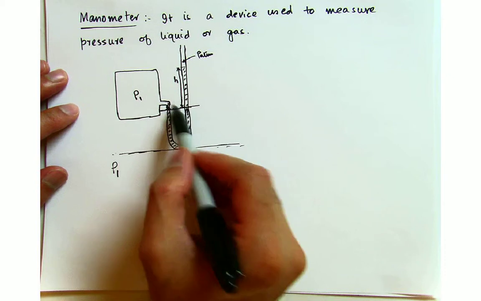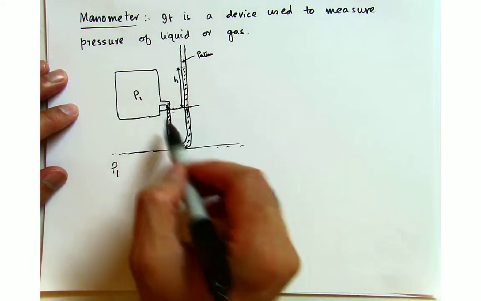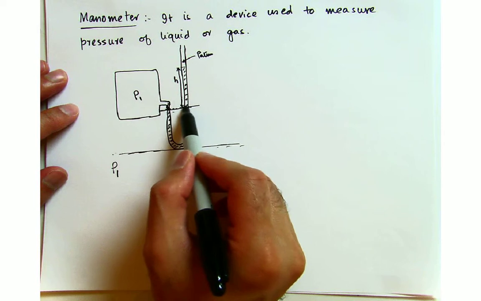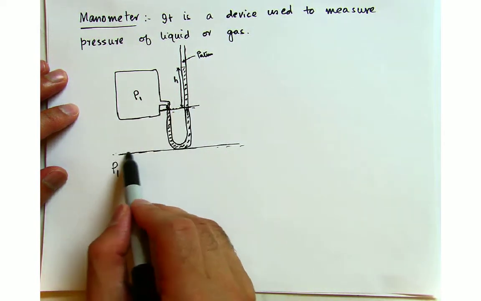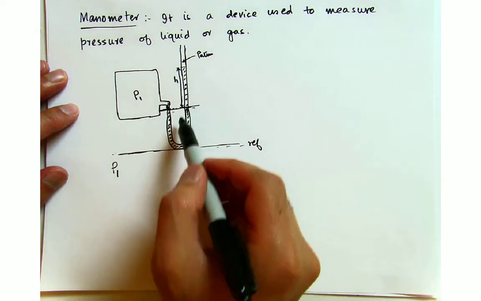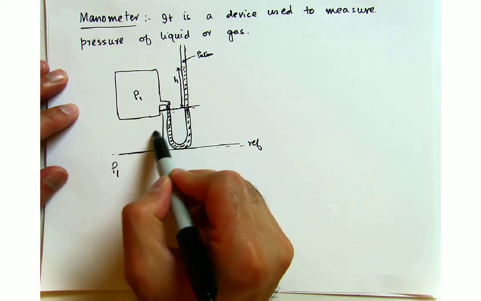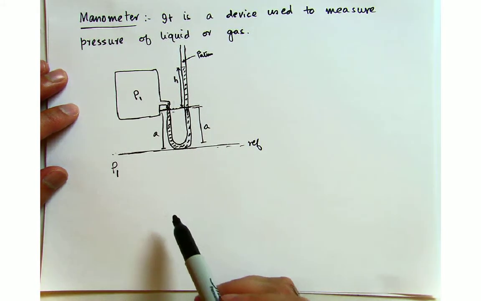In later examples, where the fluid is changing its direction, I will make the same level of liquid my reference. But in this problem I will make this my reference line, and I don't have the distance, so I'm just going to call this A and this also A, because they are the same height.